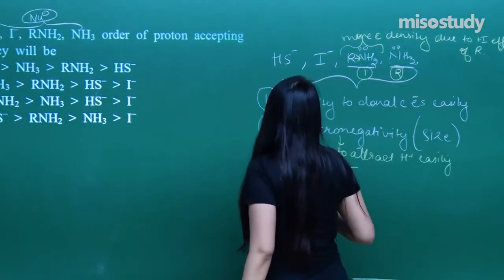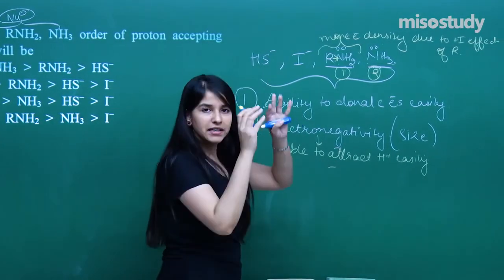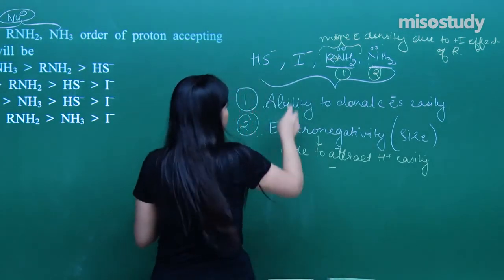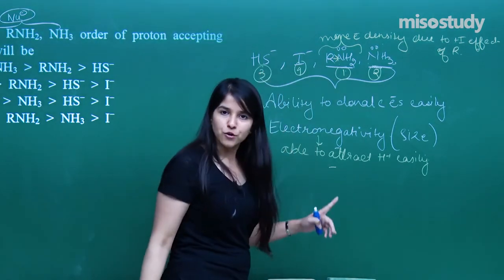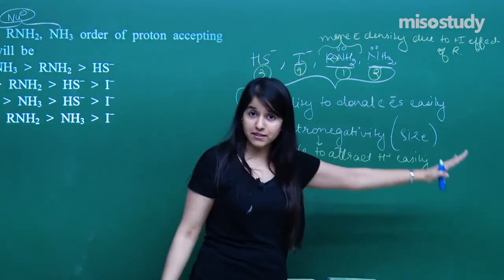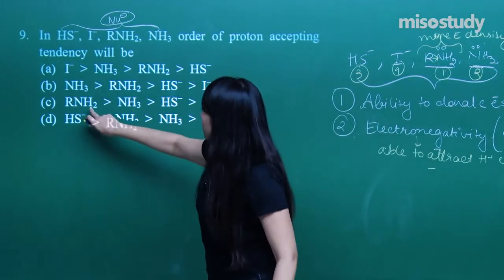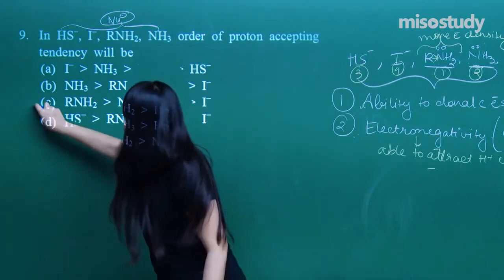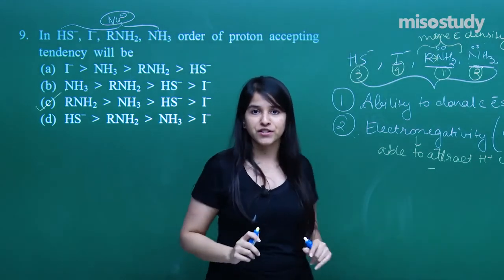Second would be this, and out of the two, which has got a bigger size will be having the least possibility of attracting. Bigger size, that means least electronegativity. So that has the biggest size, it will be the least option, and that will be the first option, an option previous to that. So I hope you all have got the answer over here. Let us just mark out our final answer. So that would be RNH2, NH3, SH and I. C is the correct option. So I hope you all have got the approach, how we have approached here in this very question.